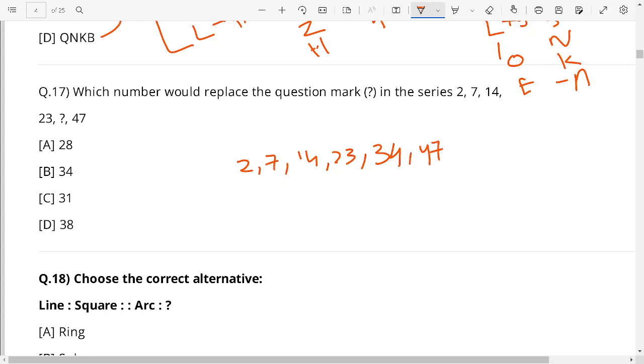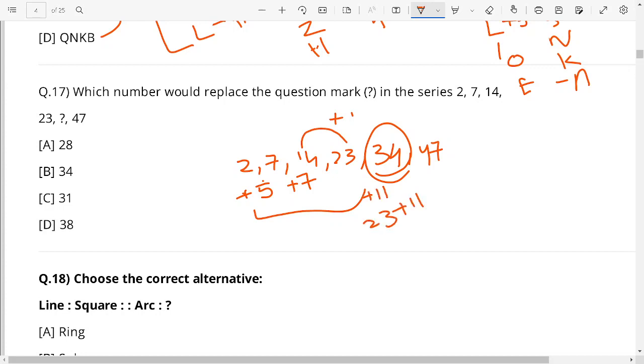How did we get this 34? See, from 2 to 7, there is a difference of 5. From 7 to 14, there is a difference of 7. And from 14 to 23, we have plus 9. These are odd numbers. Now what will be the odd number after 9? That is plus 11. So 23 plus 11, we get 34 as the right answer.